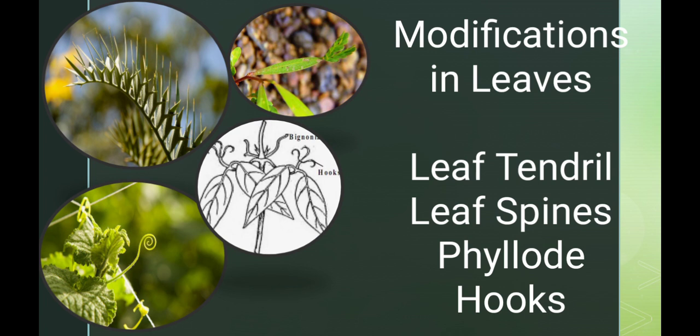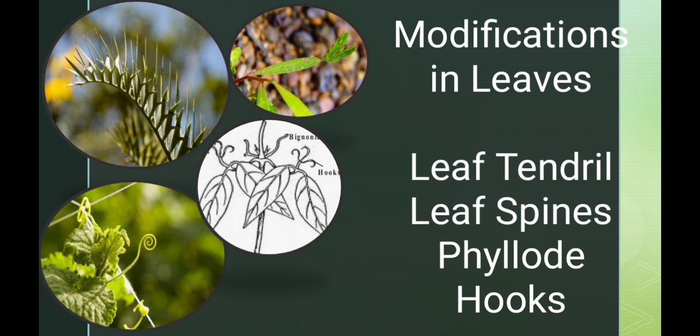Number 2, spines. The leaves are modified into hard pointed structures called leaf spines or spines. These spines check the loss of water from the plant body, helping the plant to conserve water. They also protect the plant from grazing animals. Example: cactus, opuntia, barberry, aloe.